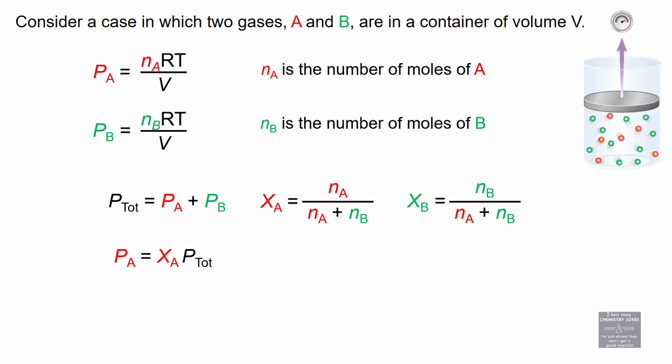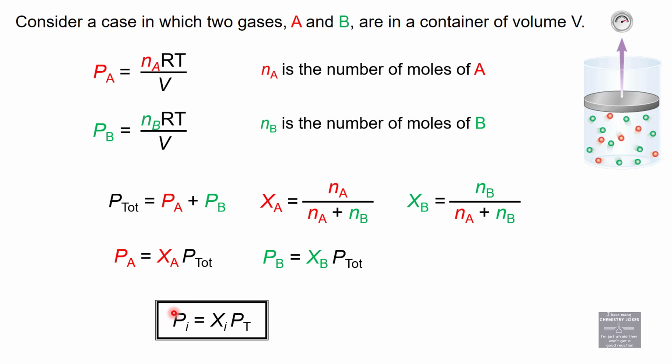So the mole fraction times the total pressure. Mole fraction of A times the total pressure tells me the partial pressure of A. The mole fraction of B times the total pressure tells me the partial pressure of B. So the summary down here is mole fraction times P total is equal to the partial pressure of whatever it is you're giving the mole fraction of. And we'll stick that in there.